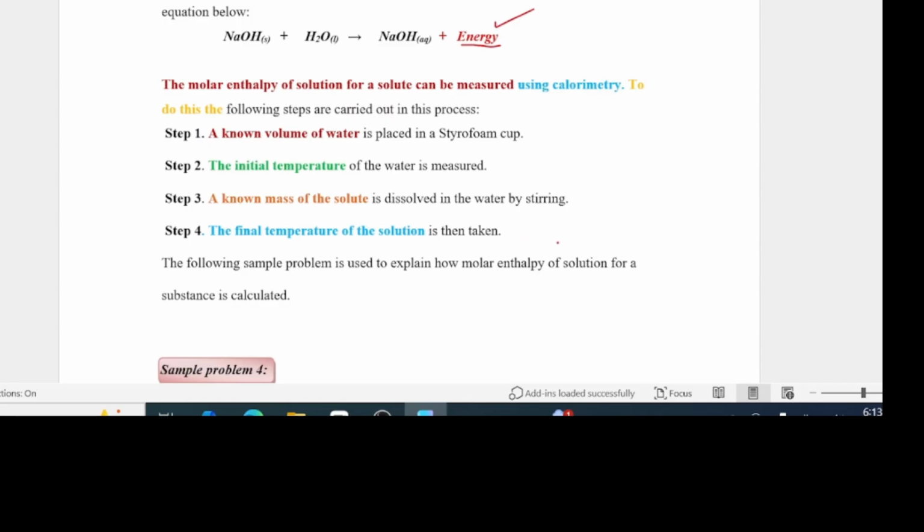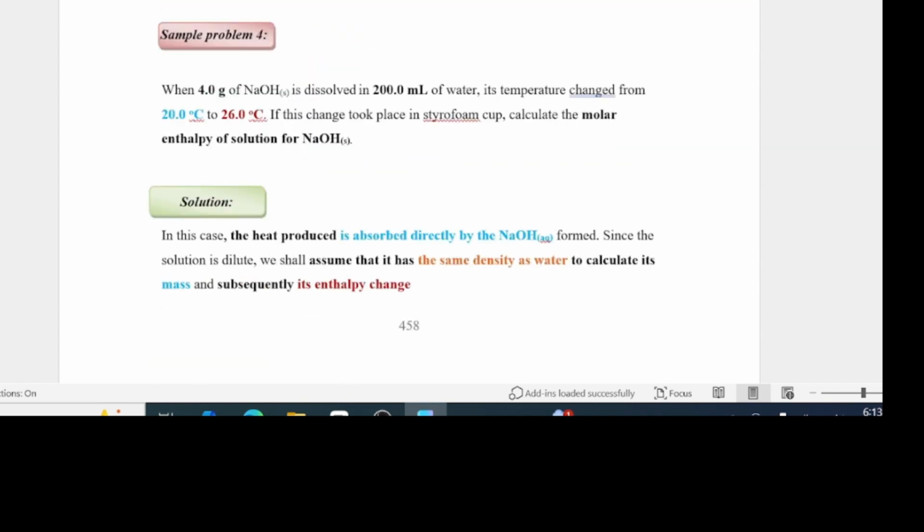The following problem is used to explain how the molar enthalpy of a solution for a particular solute is calculated. In this sample problem, 4 grams of sodium hydroxide is dissolved in 200 milliliters of water, and its temperature is changed from 20 degrees Celsius to 26 degrees Celsius. If this change took place in a styrofoam cup, you're asked to calculate the molar enthalpy of solution for sodium hydroxide. So the solution is as follows.